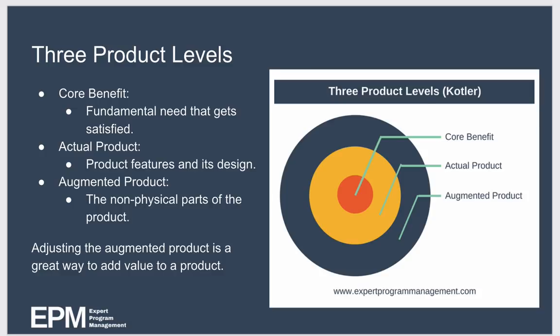So first, we have the core benefit, and the core benefit is the fundamental need that the customer satisfies when they buy the product. And it's important to think of the core benefit from the customer's perspective. The easiest way to do this is to ask yourself, fundamentally, why is the customer buying this product? So for example, the core benefit of a mobile phone or a cell phone is to provide a mechanism to make telephone calls when away from your home or your office.